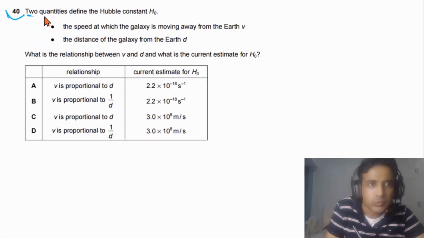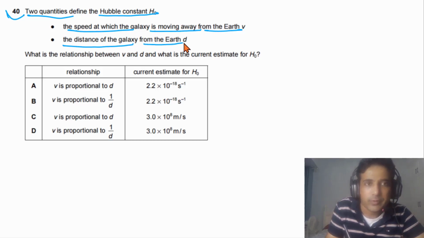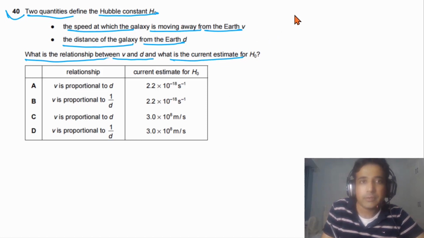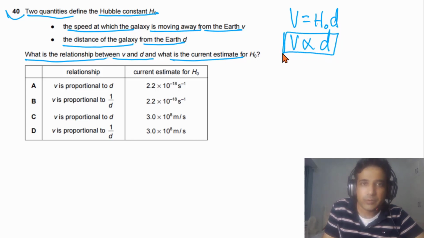Question 40 says two quantities define the Hubble constant h0, the speed at which the galaxy is moving away from the Earth and the distance of the galaxy from the Earth. What is the relationship between V and D, and what is the current estimate for h0? So Hubble law simply tells us that V is equal to h0 D. So from here we can say V is directly proportional to D. So this is one thing we need to understand.